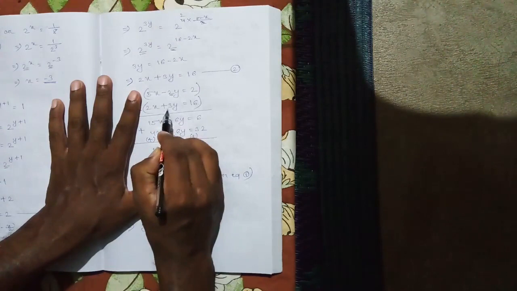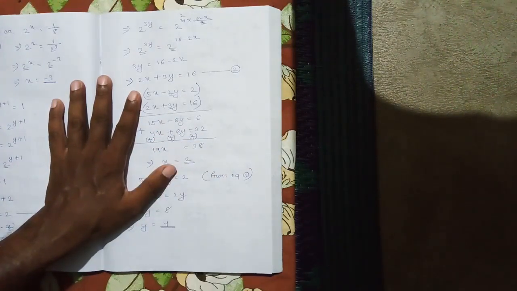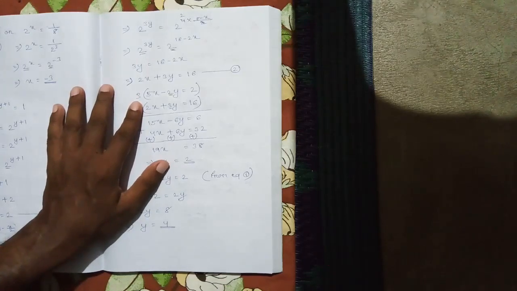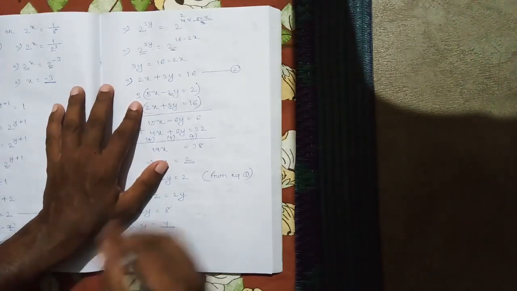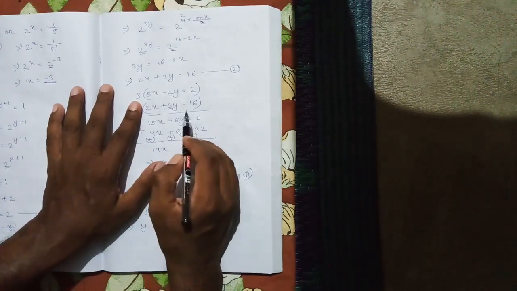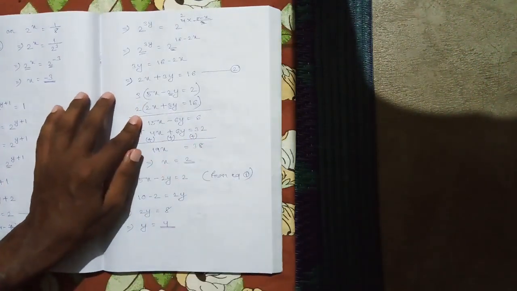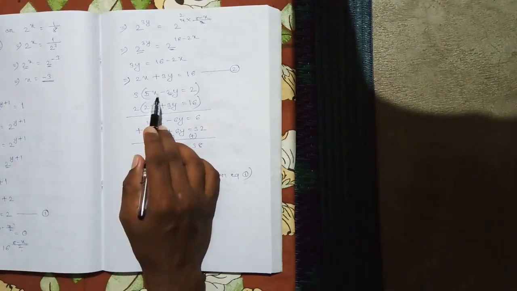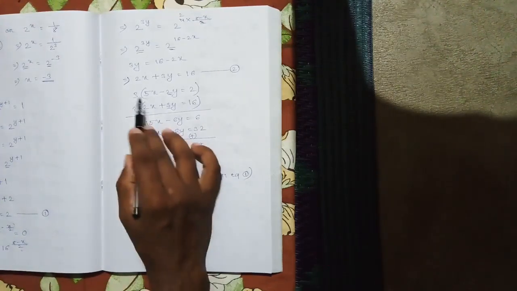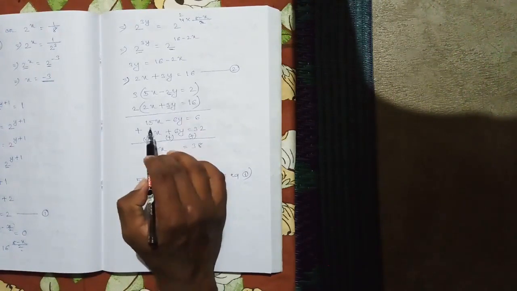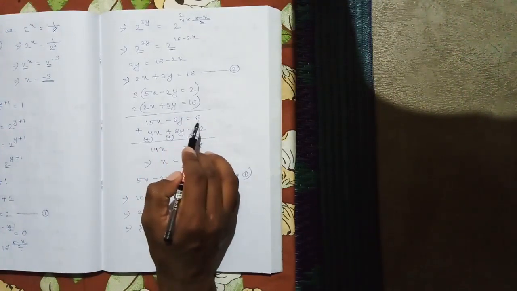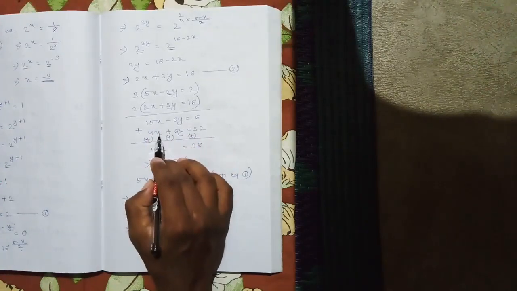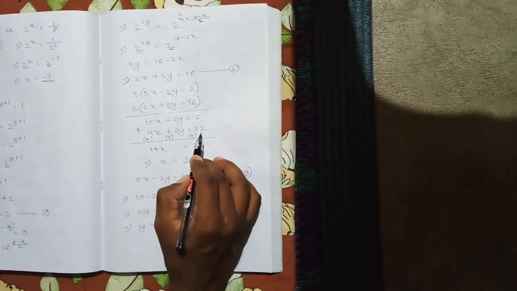I want to make the coefficients of y same. LCM of 2 and 3 is 6. So how can I get 6 from 2? By multiplying by 3. So I multiplied the first equation with 3. Then how can I get 6 from 3? By multiplying by 2. So I multiplied the second equation by 2. The first equation will be modified: we will get 15x minus 6y is equal to 6. The second equation will be modified: 4x plus 6y is equal to 32.